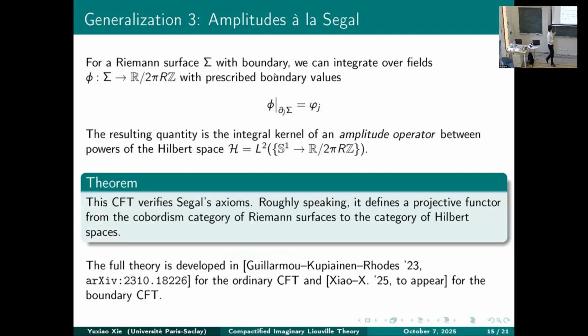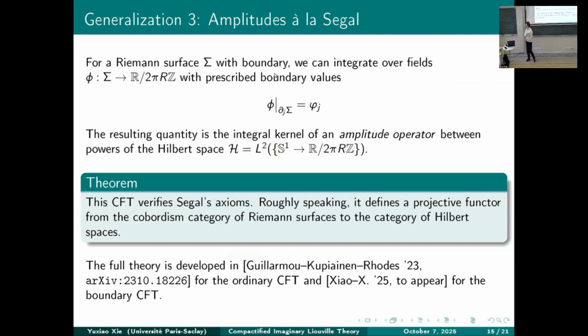Okay, so you can also deal with Dirichlet boundary condition, but that would give you the Segal amplitude. So the idea is that you work with the Dirichlet boundary condition. So you put some boundary values, which are boundary fields, and then you integrate over fields that satisfy this condition. So in this case, you get not just functions on your surface, but functions that depend on the boundary values.